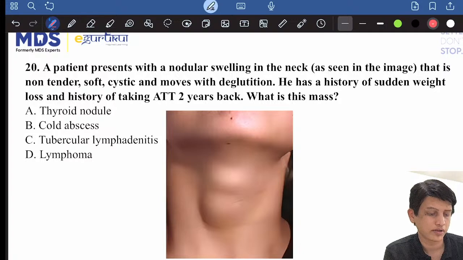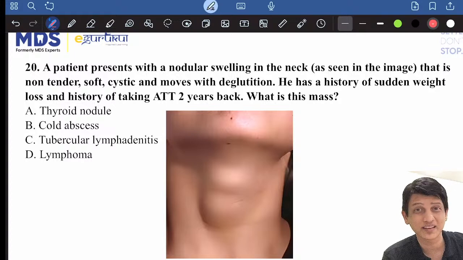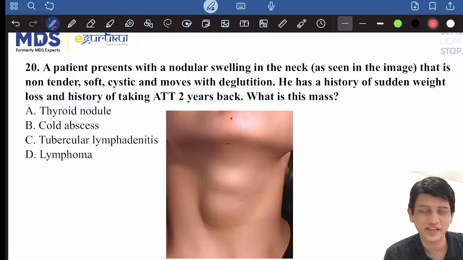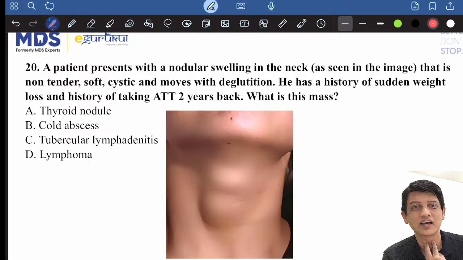Very good. See, your examiner may try to distract you or confuse you by giving some history of TB and all those things. But you should not be deterred by those distractors. It's very straightforward. Any non-tender cystic swelling in front of the neck is a thyroid swelling. More than that, it moves with deglutition. It's again classical of thyroid swelling.